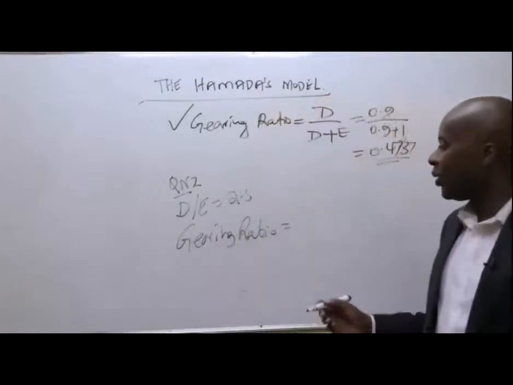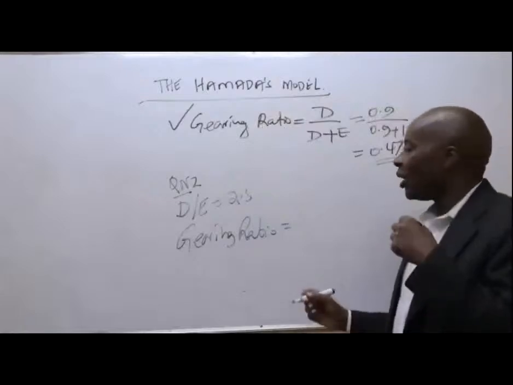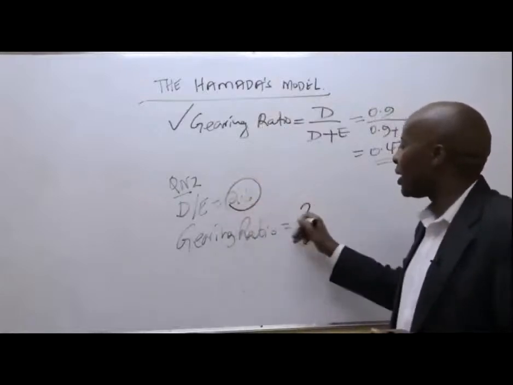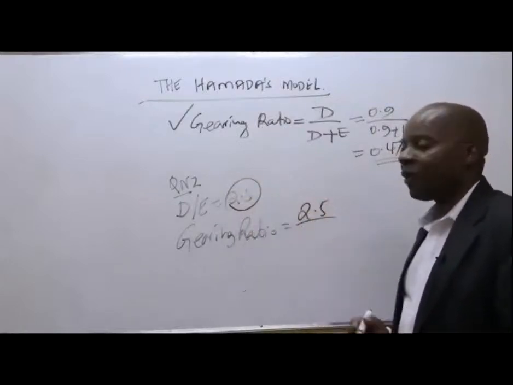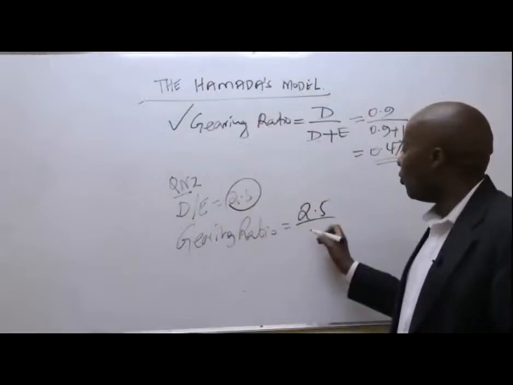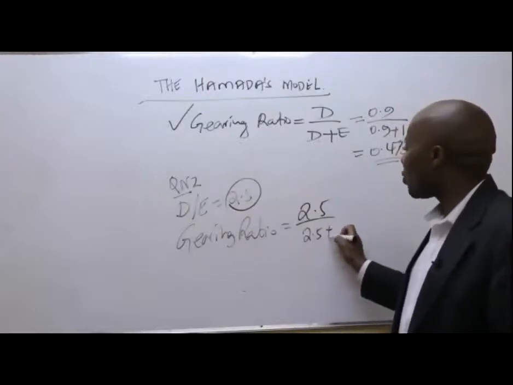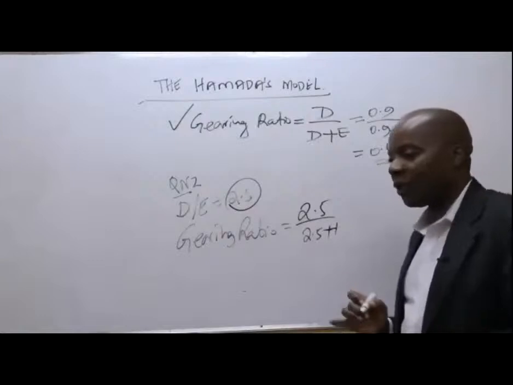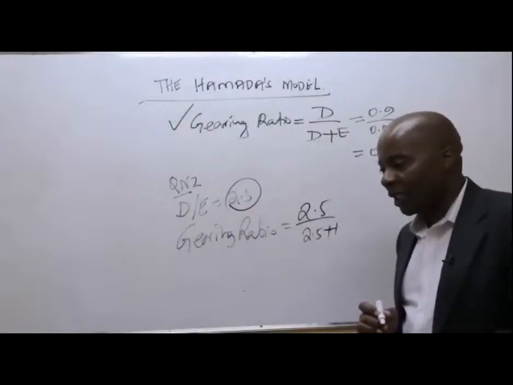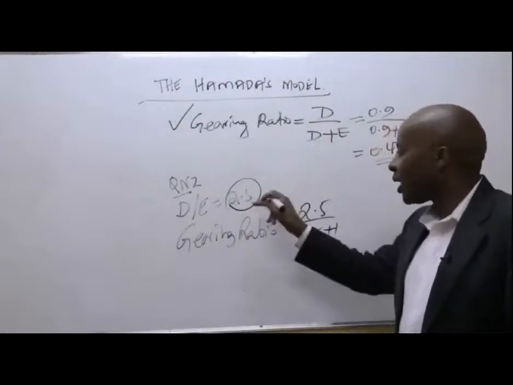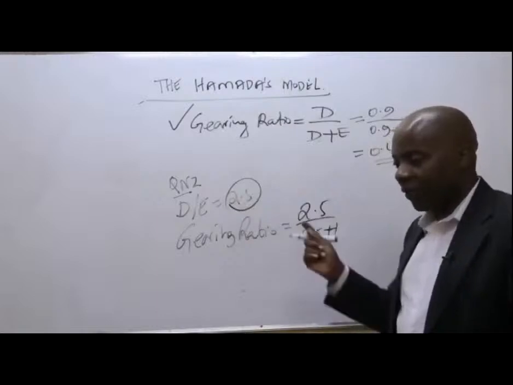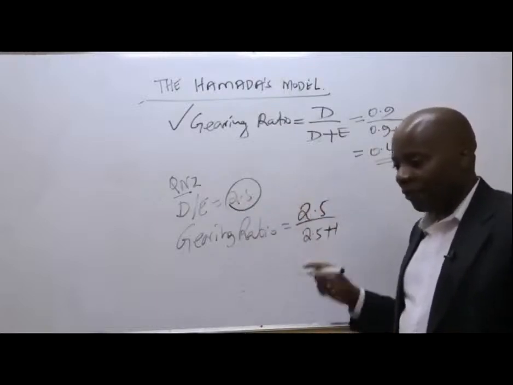So for the gearing ratio, straight away I'll come and pick the figure that is here, which is 2.5, all over 2.5 plus 1. I'll not even really reason about this. I'll always take the figure that is here, divided by the same figure plus 1.